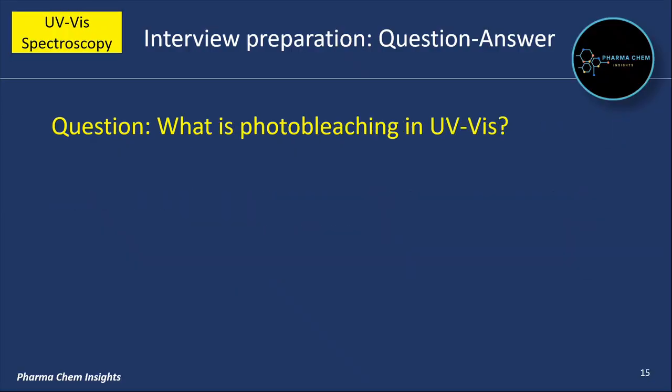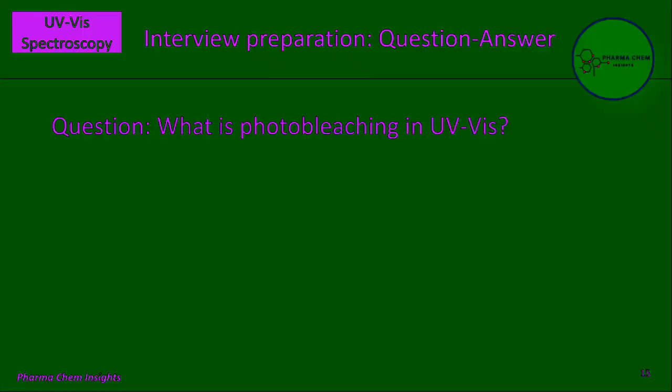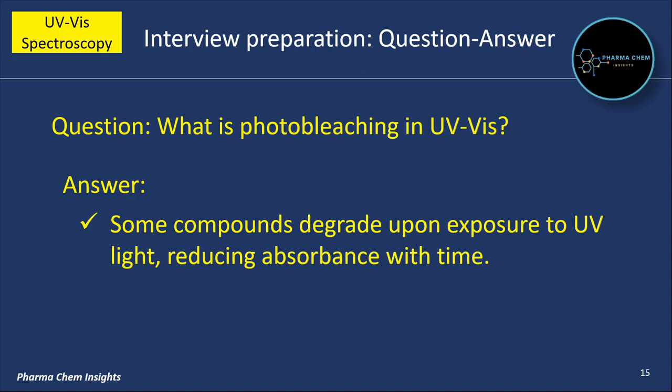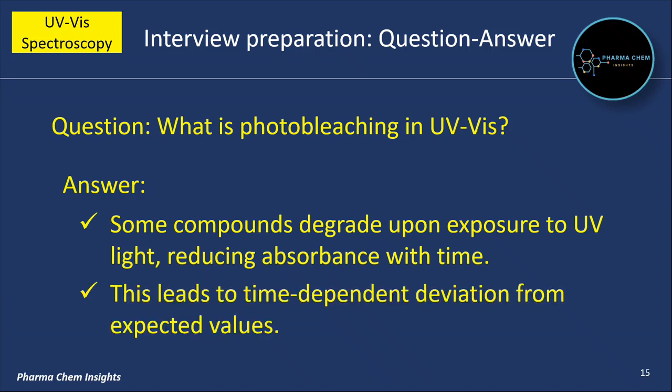Next question, what is photobleaching in UV visible spectroscopy? So answer is photobleaching in UV visible is when some compounds degrade upon exposure to UV light, reducing absorbance with time. This leads to time dependent deviation from expected values.